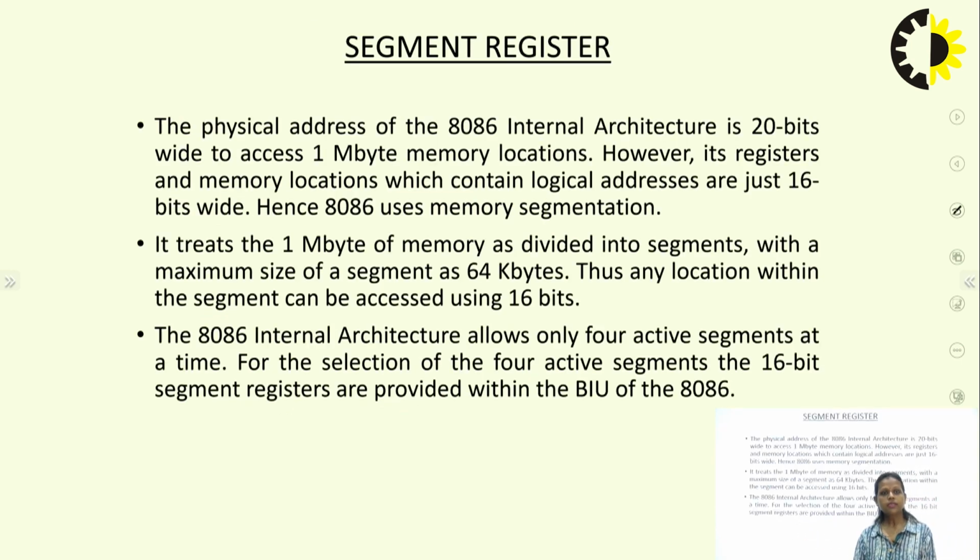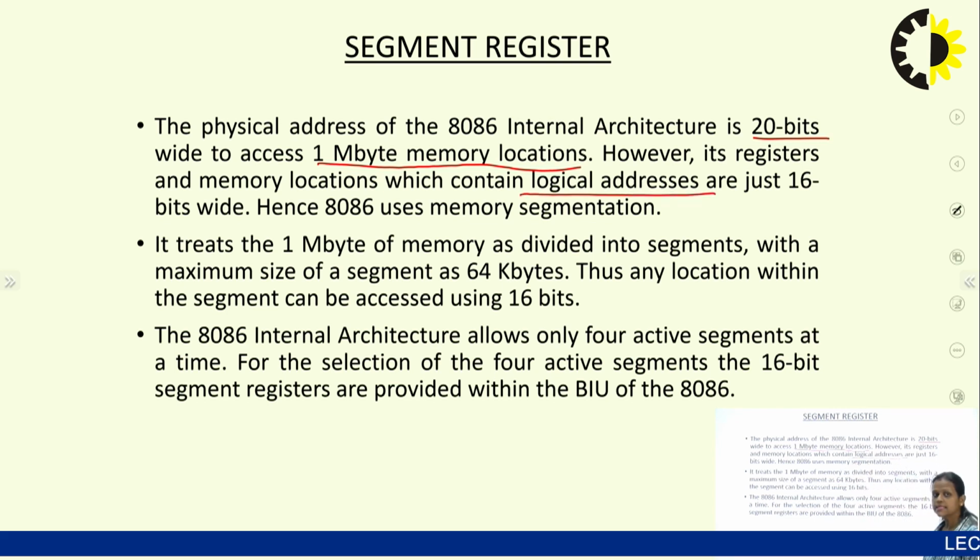Now coming to the segment registers. So here the physical address of the 8086 internal architecture is of 20 bits, because here we have 20 address lines. So it can access 1 megabyte of memory locations, but however, its registers and memory locations which contain logical addresses are just 16 bits wide.